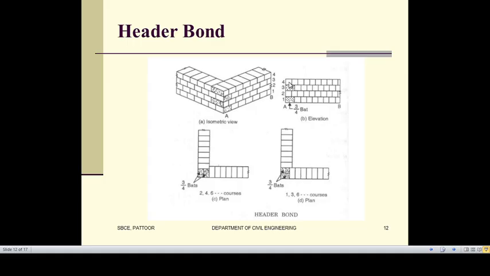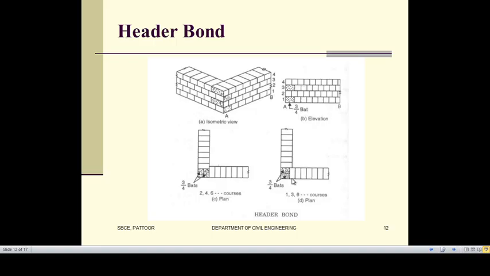Similarly, the fourth one. So this is the plan view of the second, fourth and sixth course, and this is the plan view of the first, third and fifth course. There is a correction, it is the fifth course. Okay, so this is showing the plan of the first course. The first course is starting with a 3/4 bat. So this is the 3/4 bat. Again we are placing a header. The header is shown here.